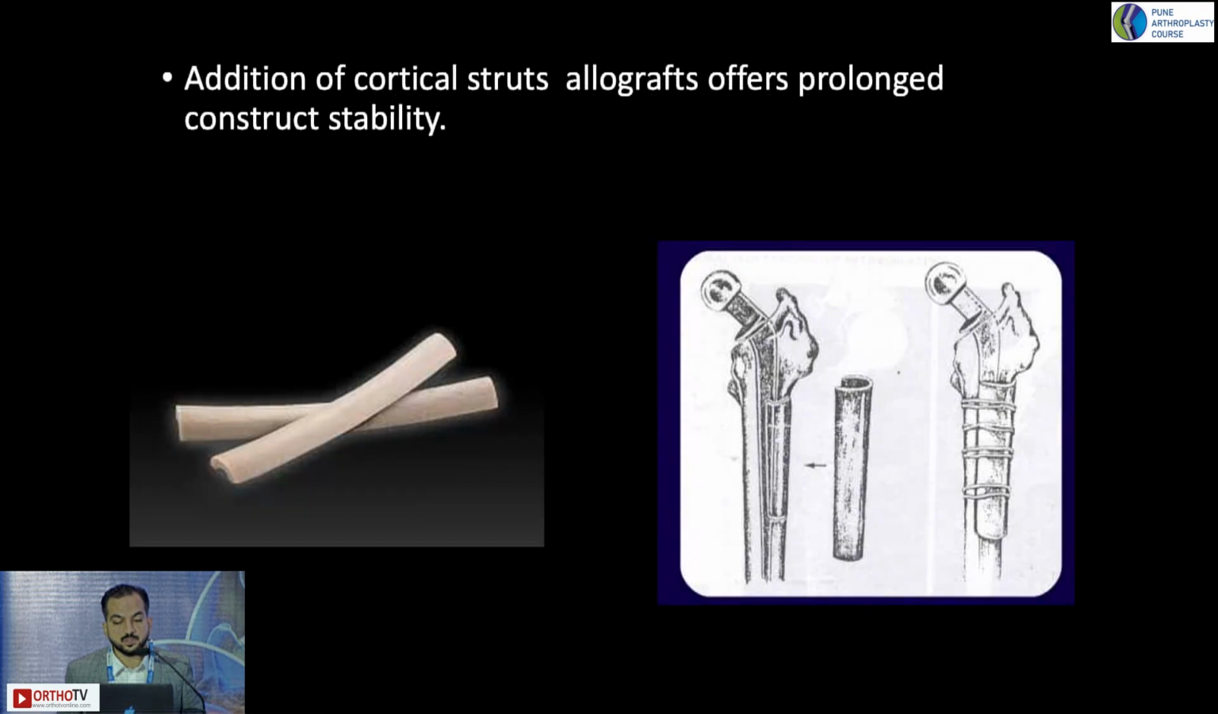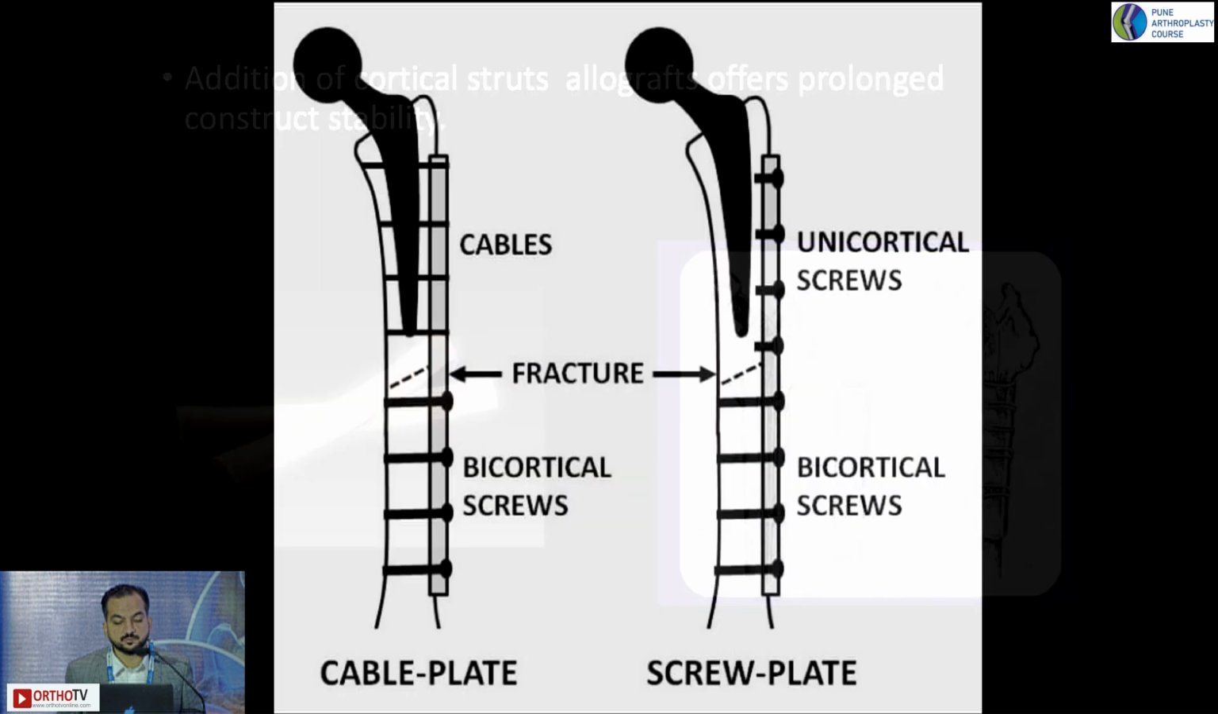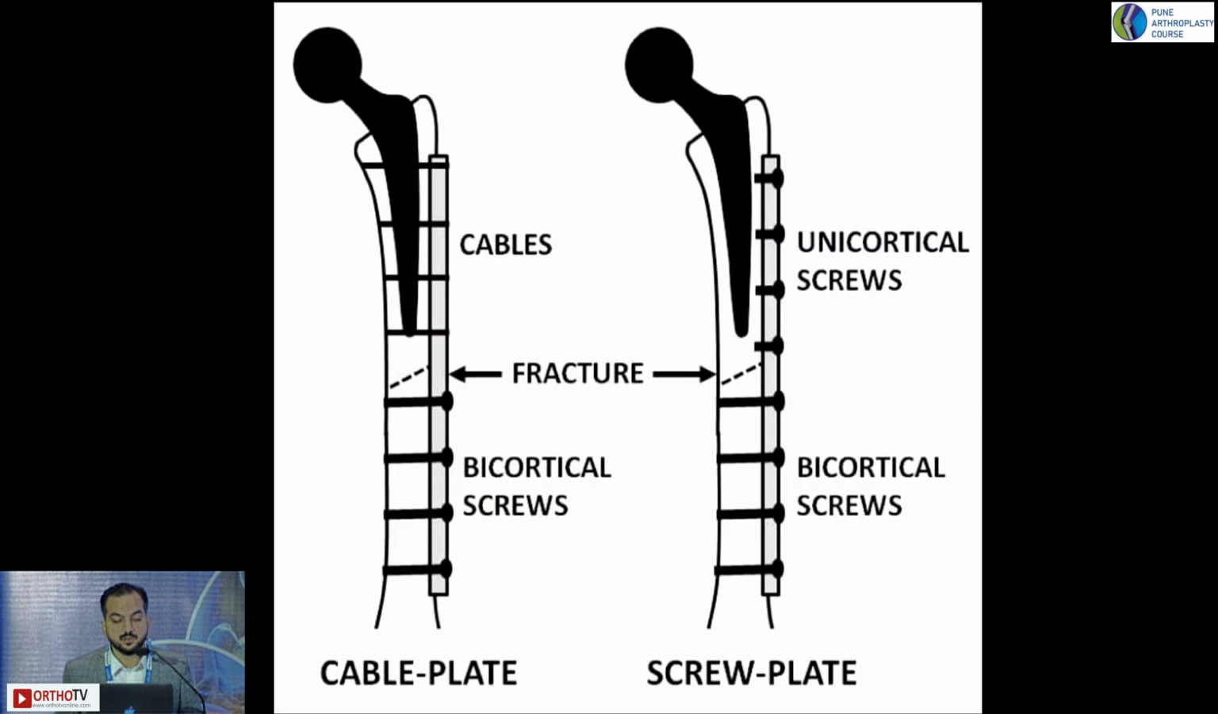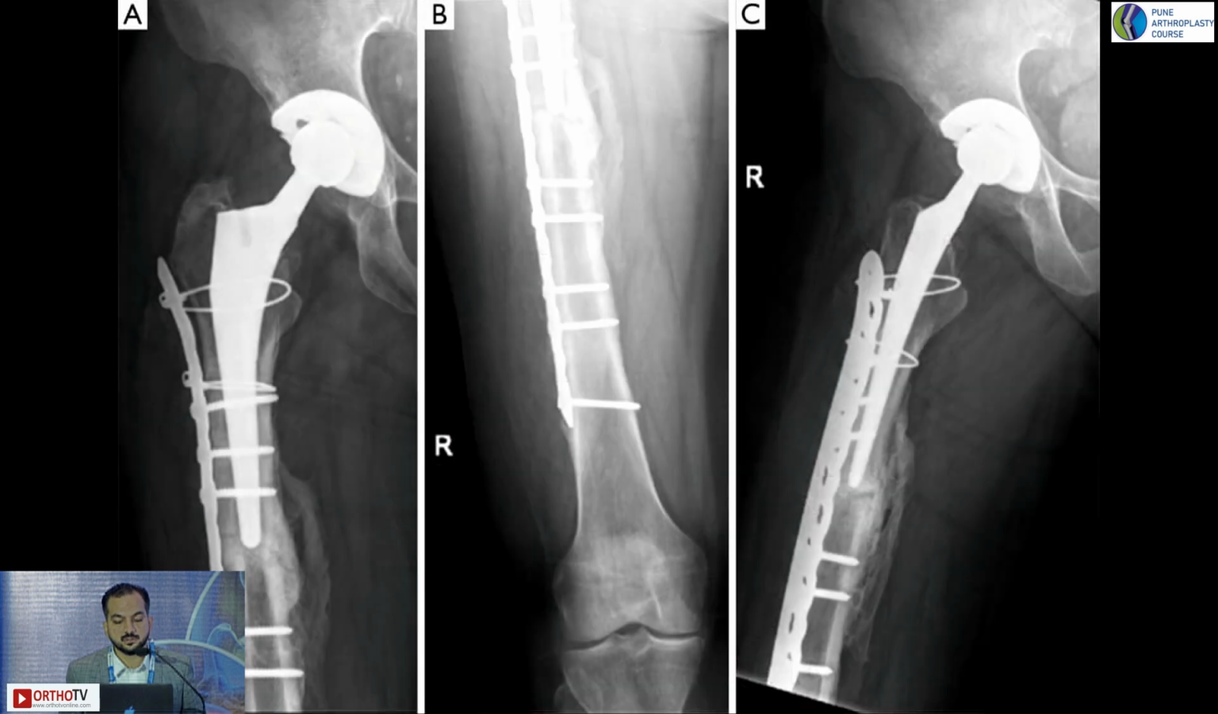This is how a strut graft should be used. You can use a cable and wire combination. Cable plate or screw plate are readily available in the market. They are a bit costly, but now we have Indian versions as well. So these are some X-rays.